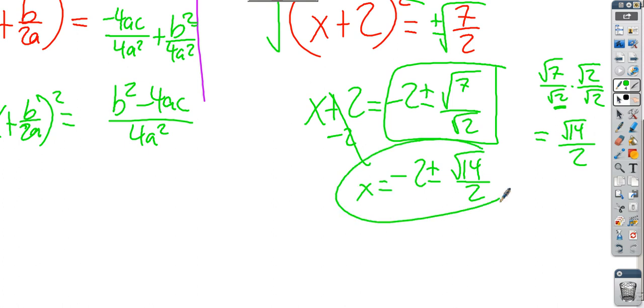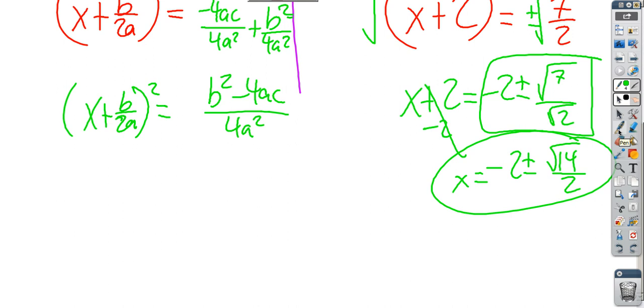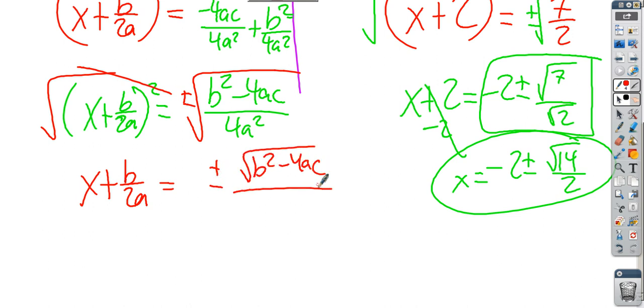Okay, on the other side, let's just clean this up a little. So on the other side, we're going to do the same thing. We have to square root both sides, and then put a plus or minus in front. We have x plus b over 2a, and again, these cancel each other out, equals plus or minus this thing square rooted over this thing square rooted.